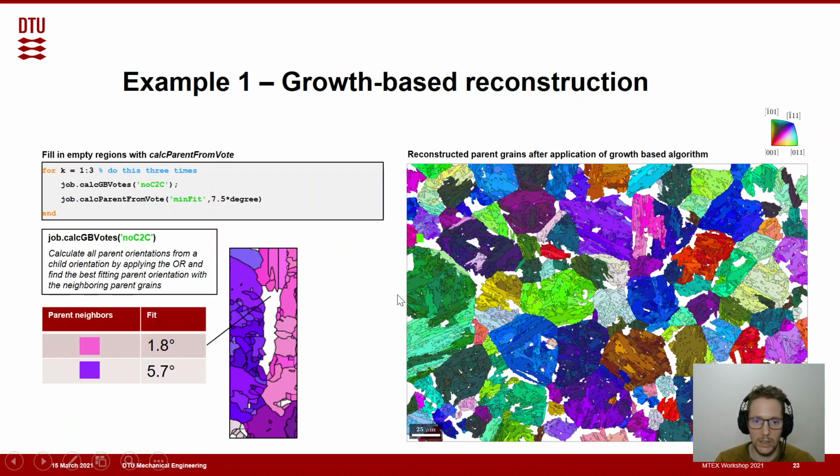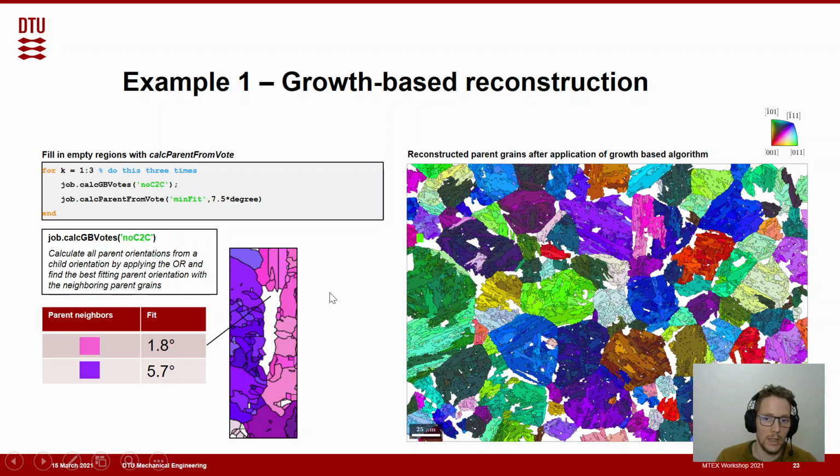So let's have a look in detail what this means. We have this area which has not been reconstructed, and we can now say, okay, this martensite grain here, let's apply the orientation relationship and calculate all the parent grains. And then we can see how well the 24 potential parent orientations fit with the neighbors. We will figure out that the best fit with the pink grains has been 1.8 degrees, and the best fit with the purple region has been 5.7 degrees.